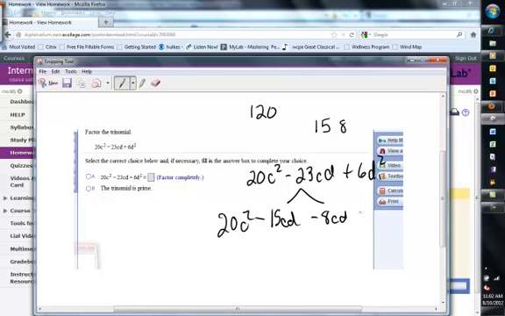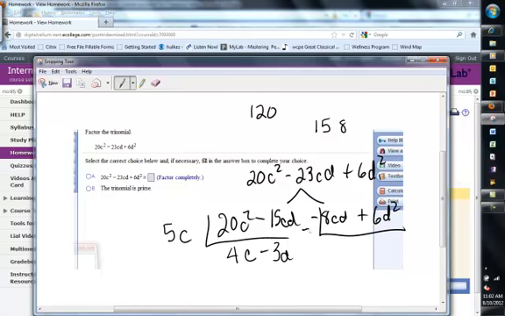20c squared plus 6d squared. Factor a 5c out of the first one, so you're left with 4c minus 3d. Factor a negative 2d out of the second one, so that'll make that positive or negative. You're left with 4c minus 3d. So our factored form is 4c minus 3d and 5c minus 2d.